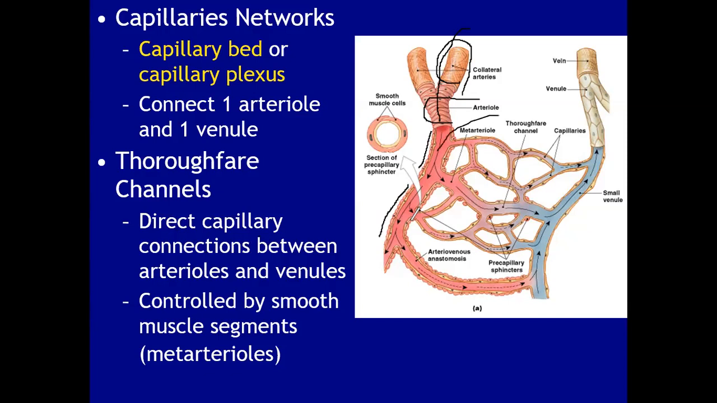Okay, and then when we get in the capillary network, notice that we lose a lot of that smooth muscle, but we do find it in areas where there are junctions. Okay, and I'll explain that here in just a second. So there's some smooth muscle cells here and here on either side. Okay, so if we're looking at this, we call this a capillary bed. A capillary plexus is another name for it, where it's the connection between an arteriole and a venule.